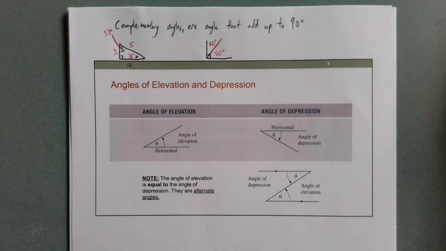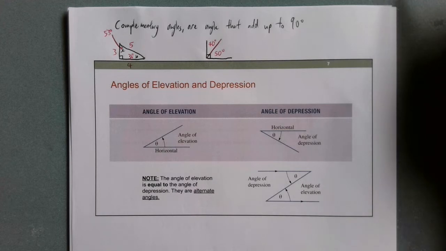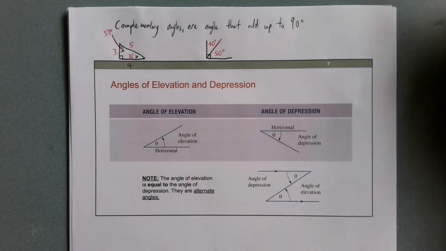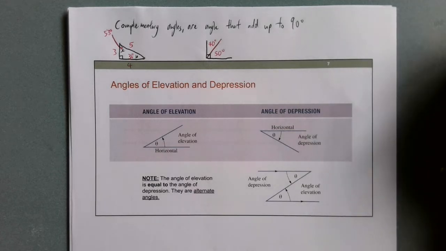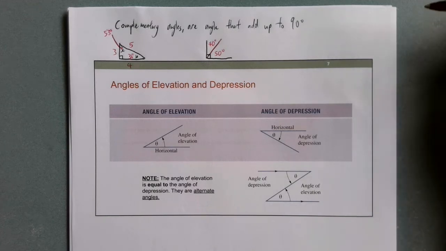Hi guys, today we are on our second topic of our trigonometry booklet and we are looking at angles of elevation and depression. Before we begin and talk about elevation and depression, we first need to know about complementary angles, which are angles that add up to 90 degrees.